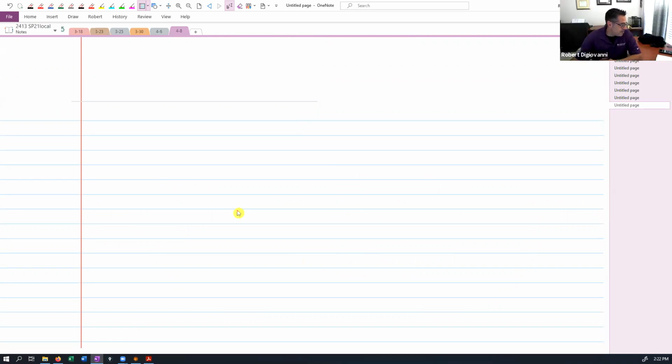Okay. So let's try one. That's going to look a little weird initially. How about the limit as x goes to infinity of the natural log of x over the cube root of x?